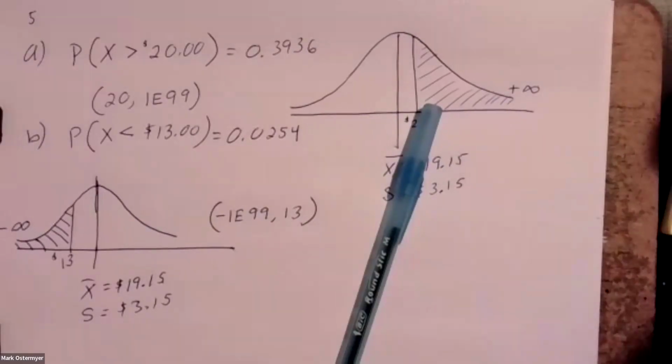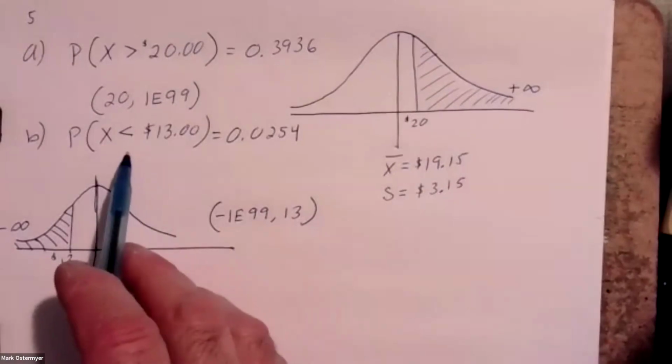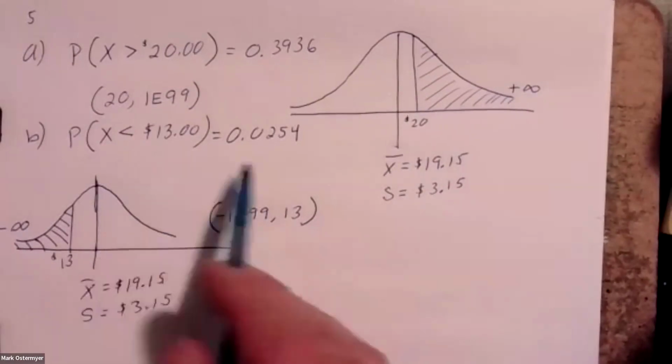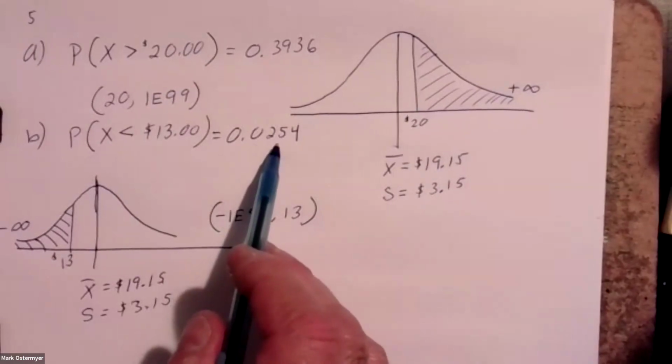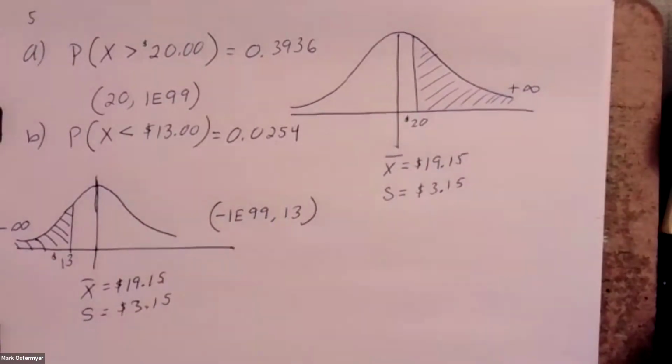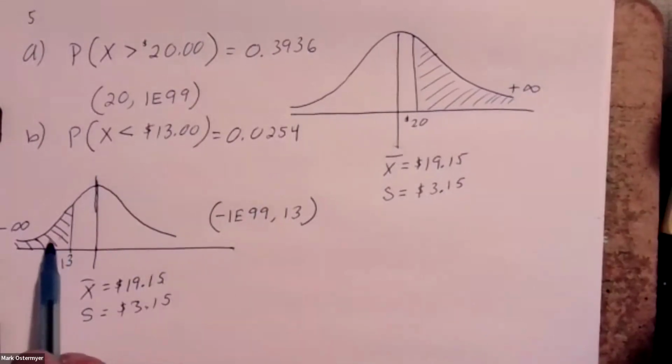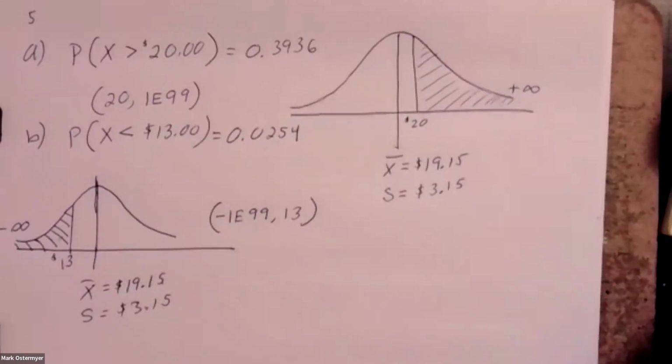And so that would be the probability of randomly selecting somebody in the leisure and hospitality sector and having their hourly income be less than $13. There'd be about a 2.5% chance of that happening. This probability is equal to this area. And we're done with that question, number 5.